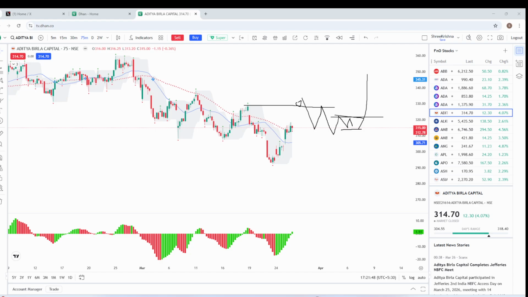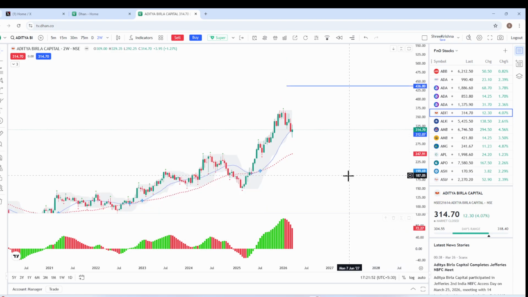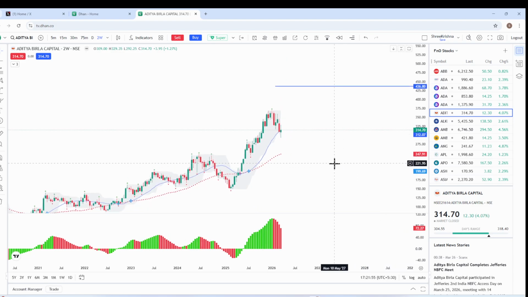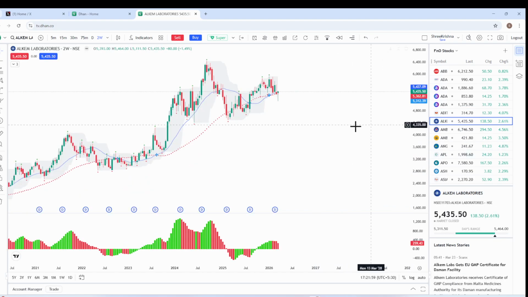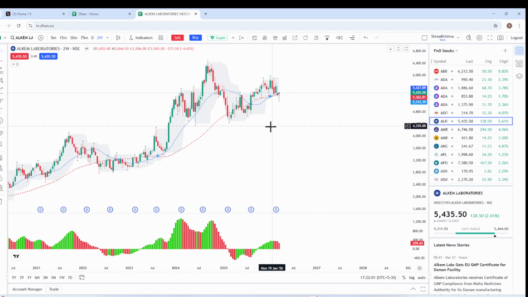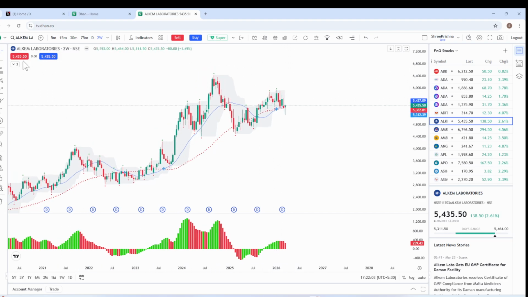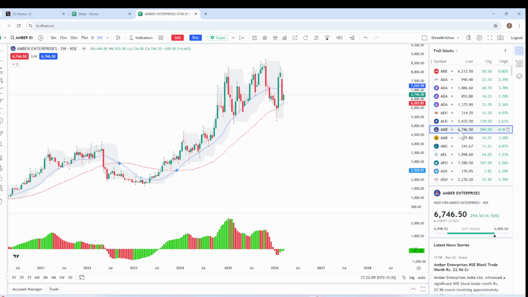If you buy, you have a time, 100 points. This might go and make one more high, that's all. Okay, so yeah, this we will wait for this.